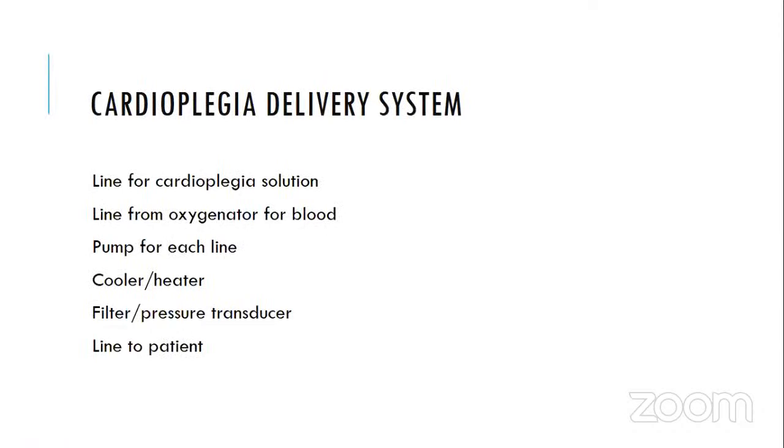Cardioplegia delivery system: a line for the cardioplegia solution, a line from the oxygenator for blood, a pump for each line, a cooler and heater also for rewarming, a filter, a pressure transducer, and a line to the patient.